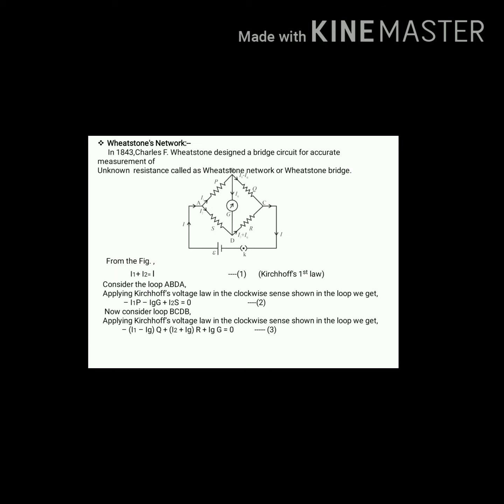Point: Wheatstone network. In 1843 Charles F. Wheatstone designed a bridge circuit for accurate measurement of unknown resistance, called the Wheatstone network or Wheatstone bridge. Here observe the circuit diagram. It consists of 4 resistances P, Q, R and S which are connected to form a quadrilateral A, B, C, D as shown in the figure.